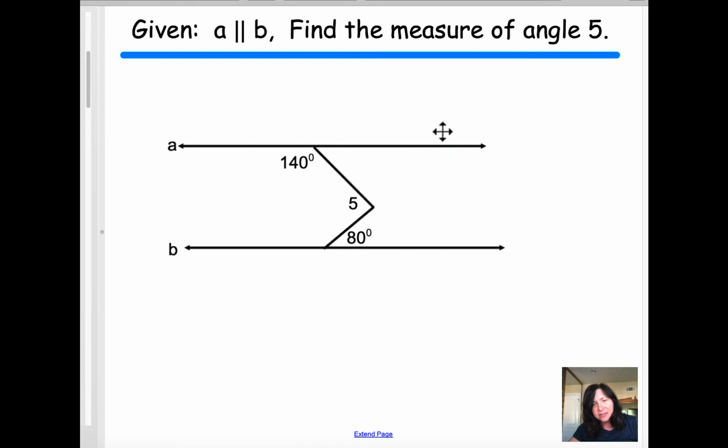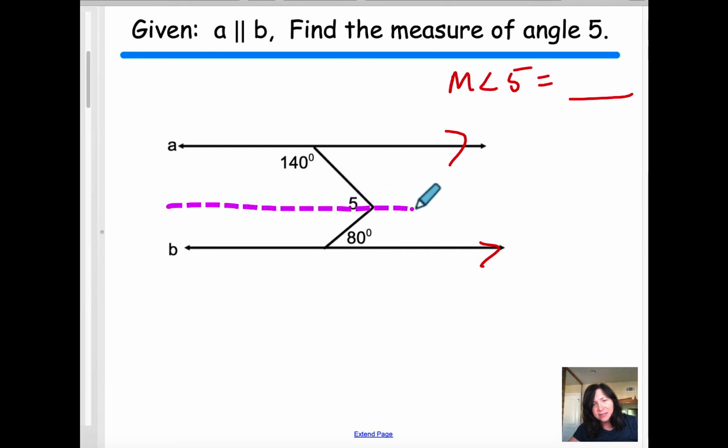What we have is this equation, and notice that the question is to find angle 5, which is this angle out here. That's my goal: the measure of angle 5. I'm going to put this out here so I don't forget it. What I also know is that these two lines are parallel. However, if I draw in my auxiliary line, which I'm going to do right here, this line is parallel to these two other lines.